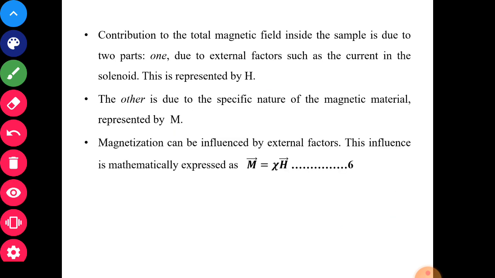Now magnetization can be influenced by external factors. External factor means the current. If you have more current, then the magnetization will be more. This influence is mathematically expressed as M is equal to chi H. Try to understand the concept.